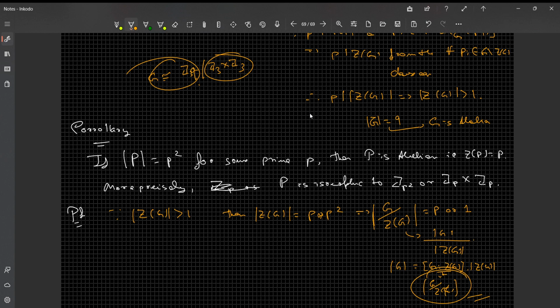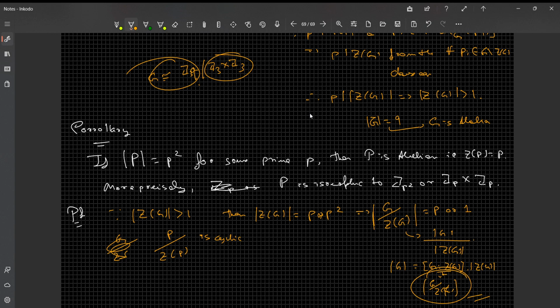Okay, so we have this, right? Now, if the order of G mod ZG is p, then G mod ZG is a cyclic group. Again, if G mod ZG is 1, then it's again a cyclic group. We were using the term P, right? So just replace G with P in these statements. Okay, so we have P mod ZP is cyclic.